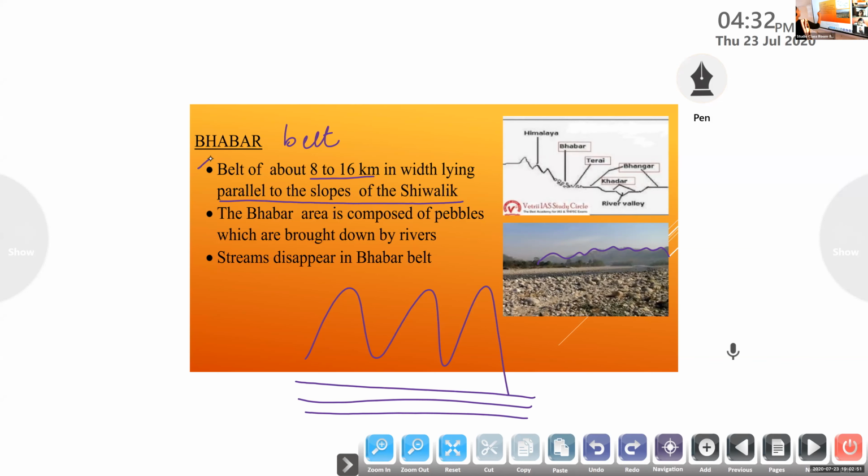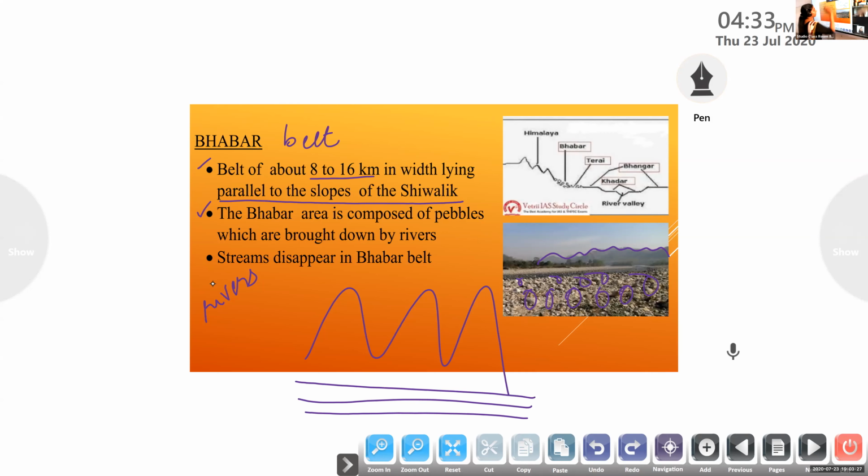Second point: the Bhabar area is composed of pebbles which are brought down by rivers. It is composed of pebbles and stones, right? Who brought them? Rivers. Rivers originate from the mountains, flow down and deposit pebbles. Then the third sentence: streams disappear in the Bhabar belt. Here stream means rivers.